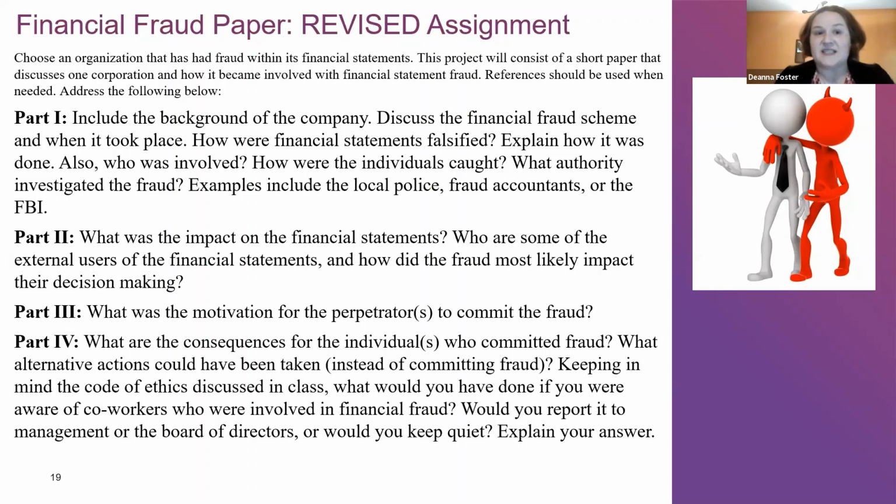And then lastly, for part 4, I'm asking students about the consequences for the individual. So what happened to the individual that committed fraud? What are some alternative actions that could have taken place by the organization? And then I asked students what they would have done if they were aware of a coworker doing this. Would they report it to management, the board of directors, or go to the authorities?